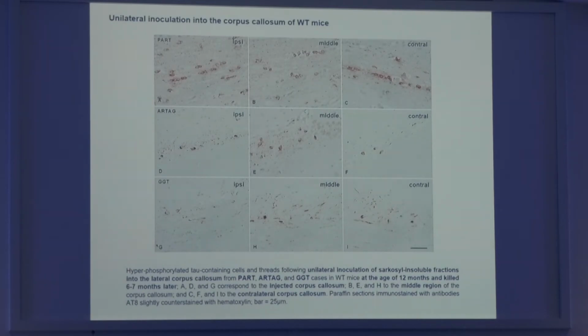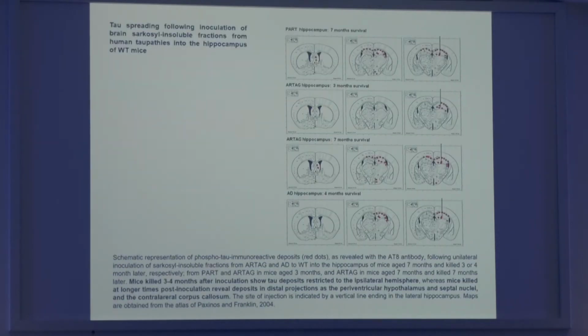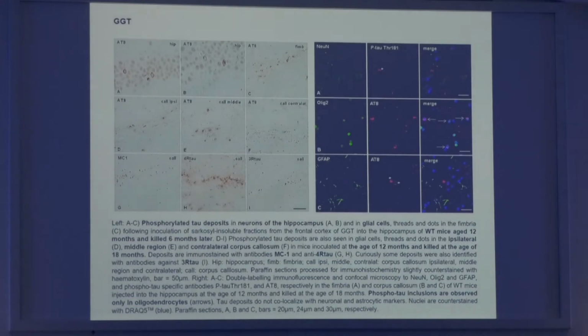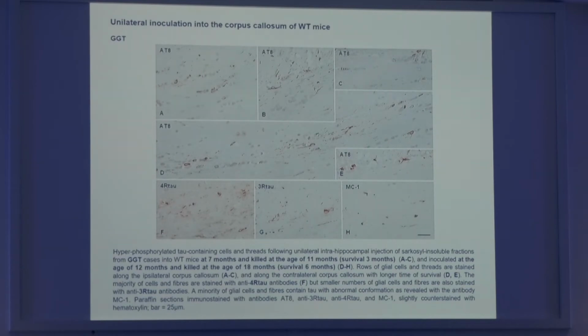PART, RTAC, GGT. Well, GGT is almost the same, and here, following PSP, following Pick's disease, and following frontotemporal lobar degeneration due to mutations of this kind, P301L. And following GGT inoculation, what we observe is exactly the same pattern.